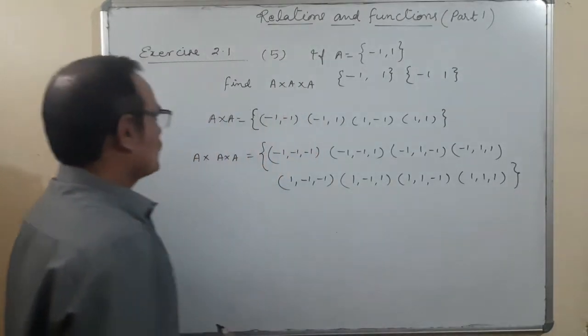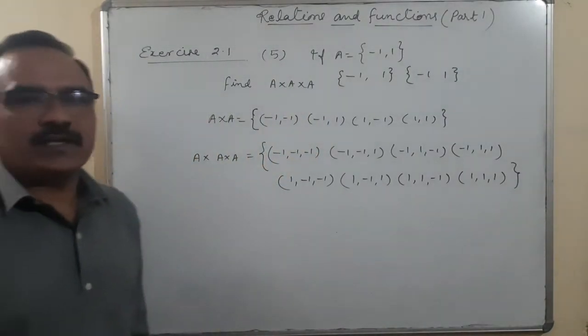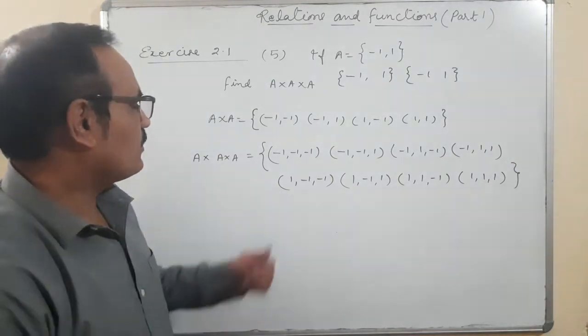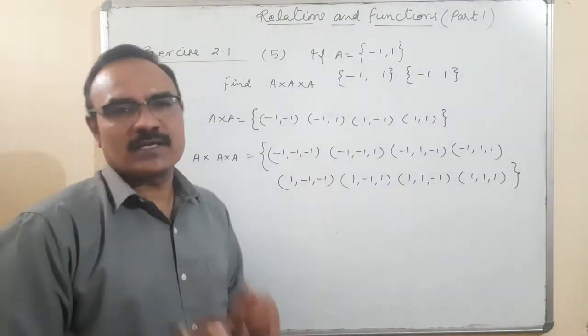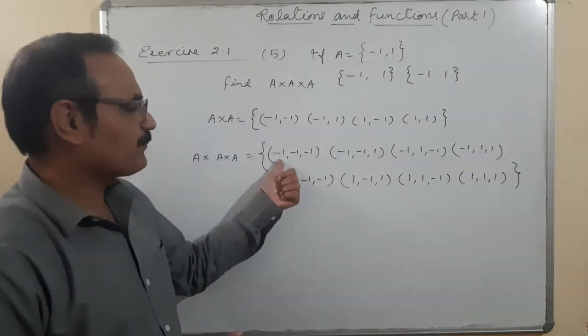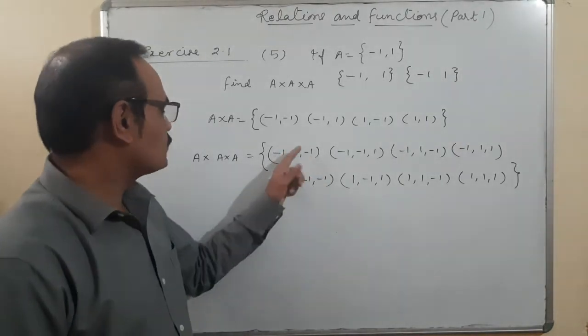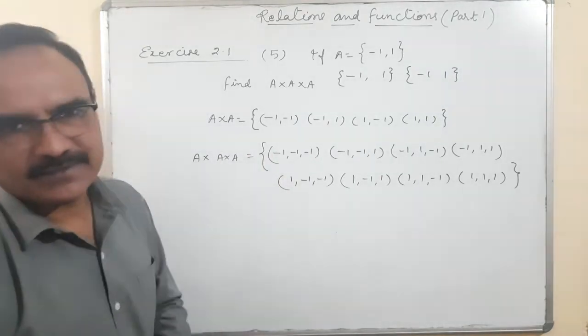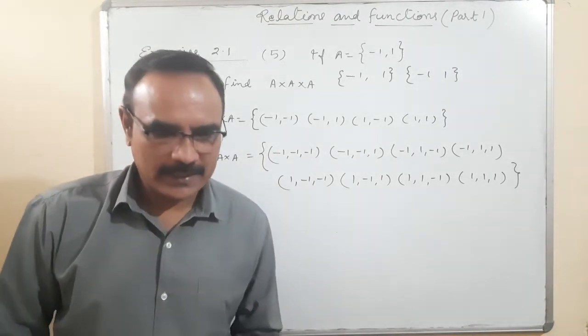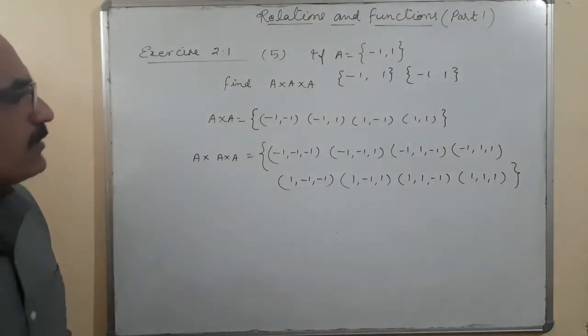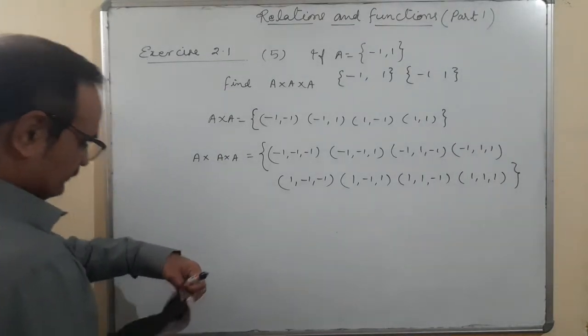Okay. So what is this? This is A cross A cross A. So here ordered pair in the form of 3 elements, which shows the first for A, second for A, and third for A, or the last two for A cross A, first for A. So it is a group of elements, and these are in the form of ordered pairs.